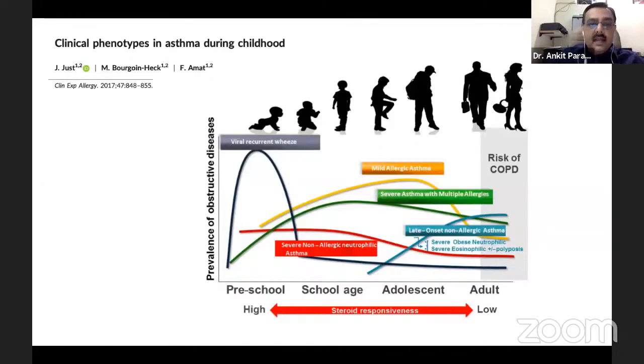Now, why does that happen? Or are these children different? Are they to be managed differently? So that is what we are trying to look at.